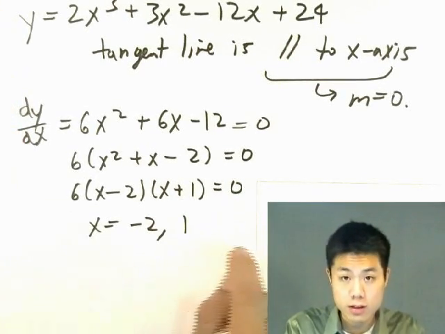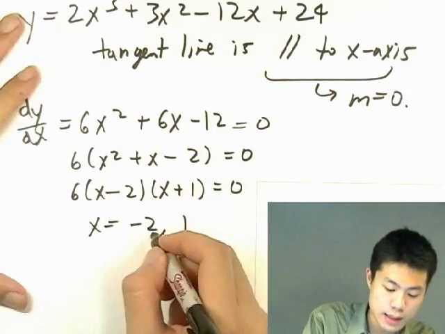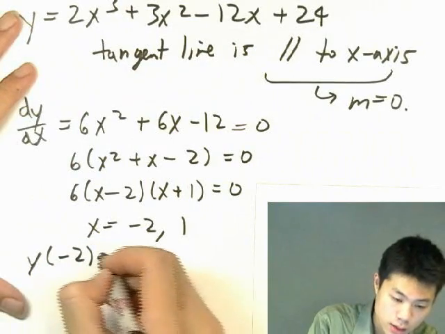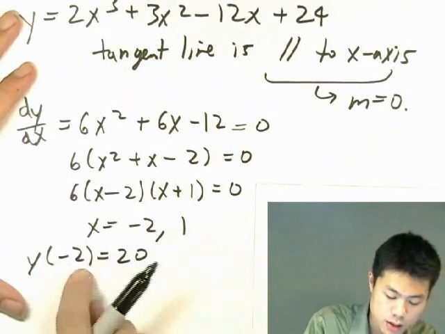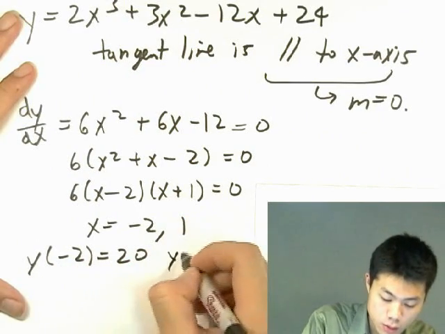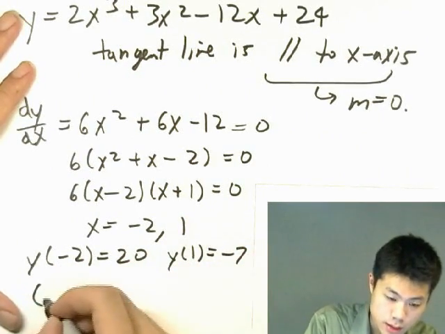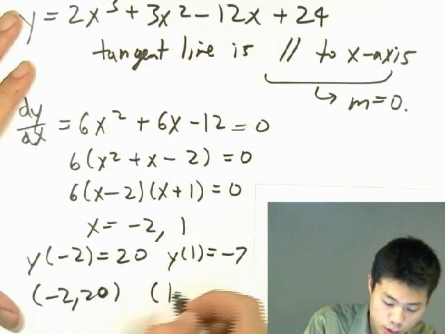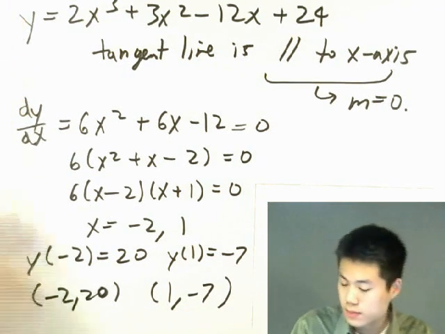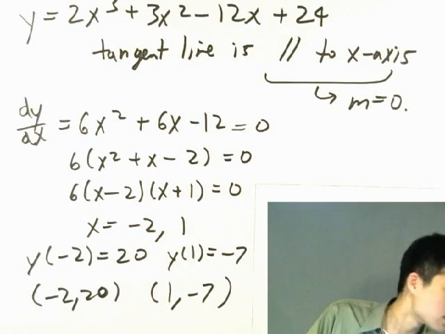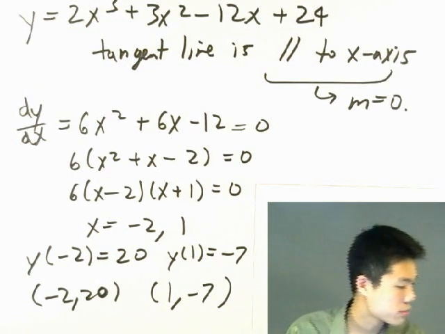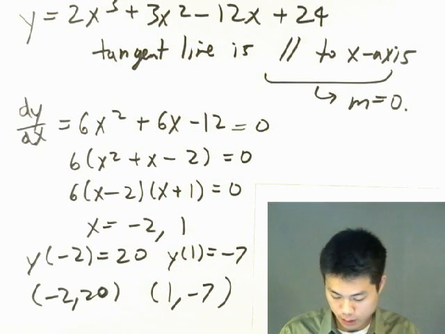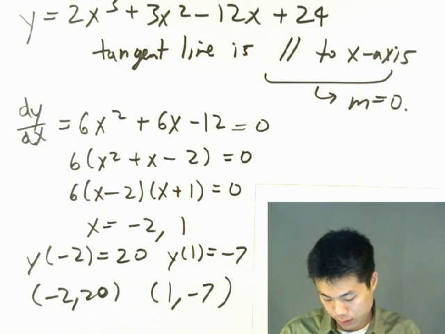So the question is, find those points. So now we have to actually plug x into the equation to find a y coordinate. So if you do that, it comes out to be like this. So y of negative 2 is equal to 20, and y of 1 is equal to negative 7. So at the points negative 2, 20, and also at the point 1, negative 7, the slope is going to equal 0. So at those points the slope is going to be perfectly horizontal. I'm trying to find a graph here. Here it is.